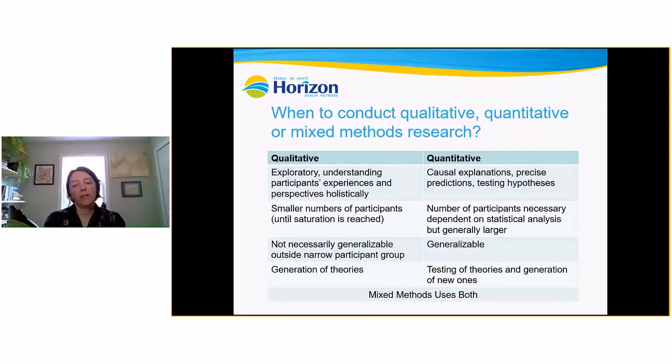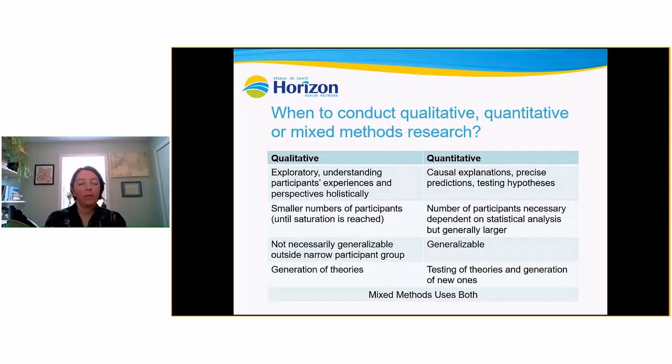Whereas the number of participants for quantitative is really dependent on us putting together a power analysis, but would generally be larger. And that is because of the third point, which is generalizability. So quantitative, you're trying to essentially make it extremely generalizable, or as much as possible. Whereas in qualitative, it's not necessarily generalizable outside of the narrow participant group. And so this is a critical point.